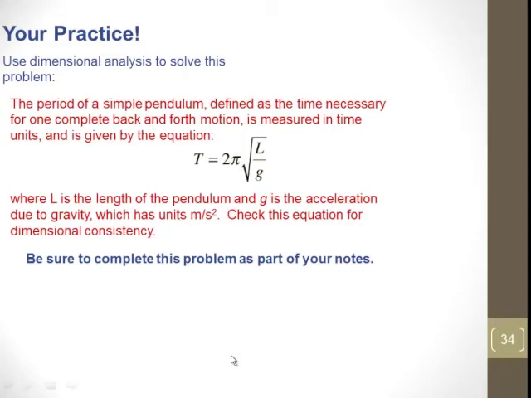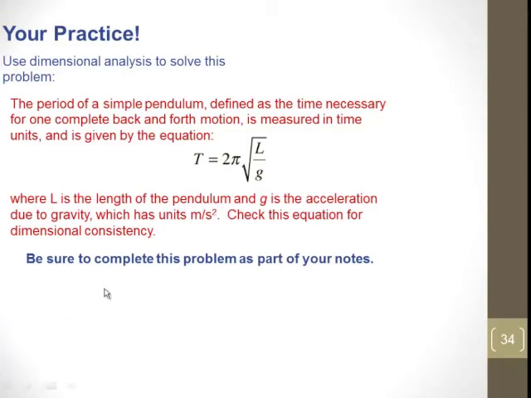Here's a practice that I would like you to look at. Use dimensional analysis to solve this problem. The period of a simple pendulum, defined as the time necessary for one complete back and forth motion, is measured in time units and is given by the equation capital T is equal to 2 pi times the square root of capital L over G, where L is the length of the pendulum and G is the acceleration due to gravity in meters per second squared. What we want to do is to check this equation for dimensional consistency.